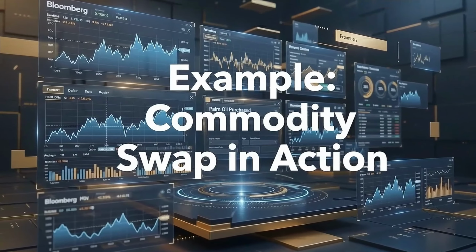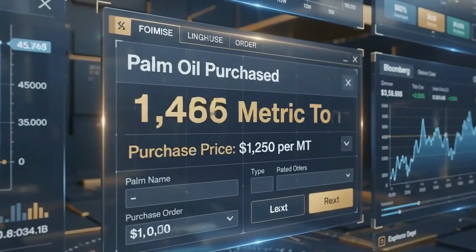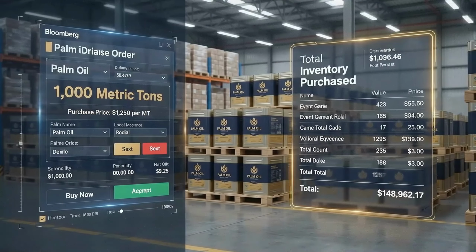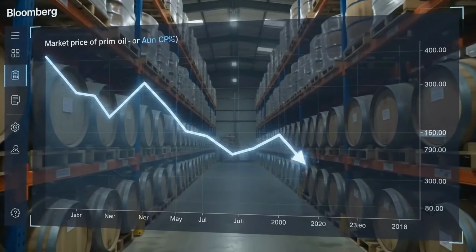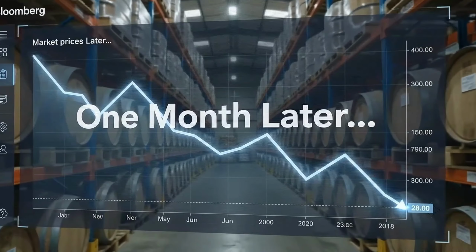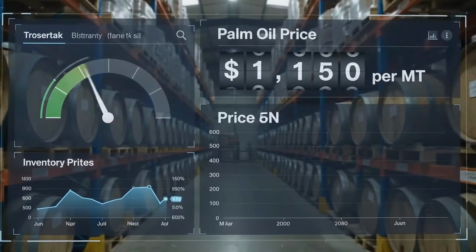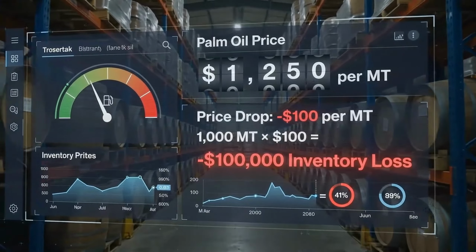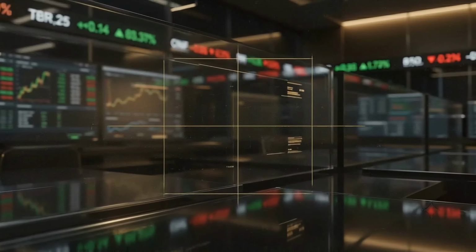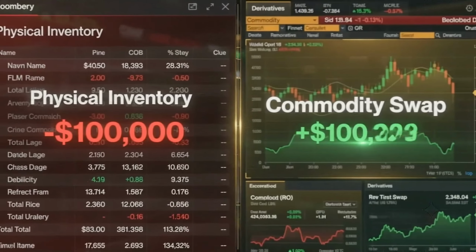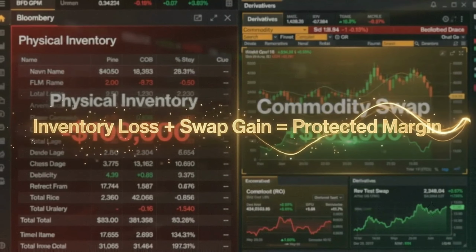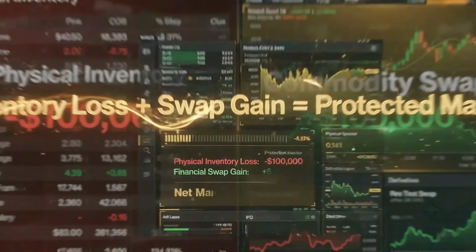Let's look at an actual example. A company purchases 1,000 metric tons of palm oil at $1,250. 1 month later, prices fall by $100. Without hedging, the company immediately loses $100,000 in inventory value. With a commodity swap, the financial contract earns approximately $100,000. The inventory declines in value. The swap increases in value. Together, the company preserves its margin.